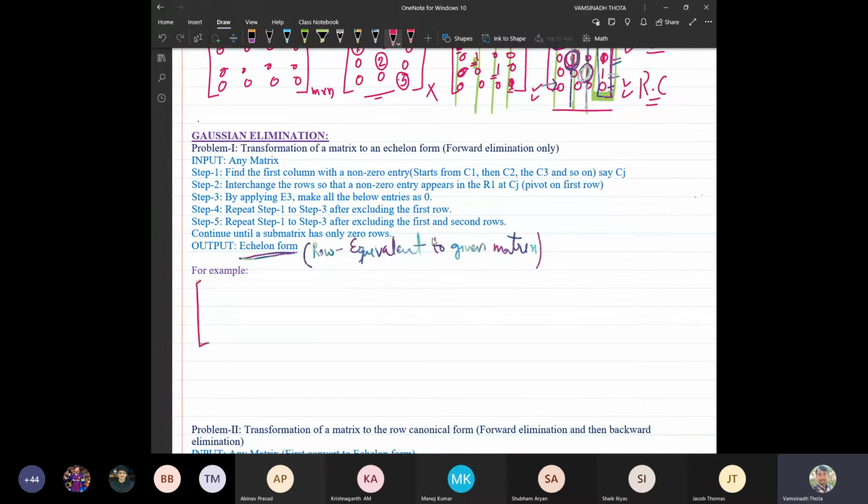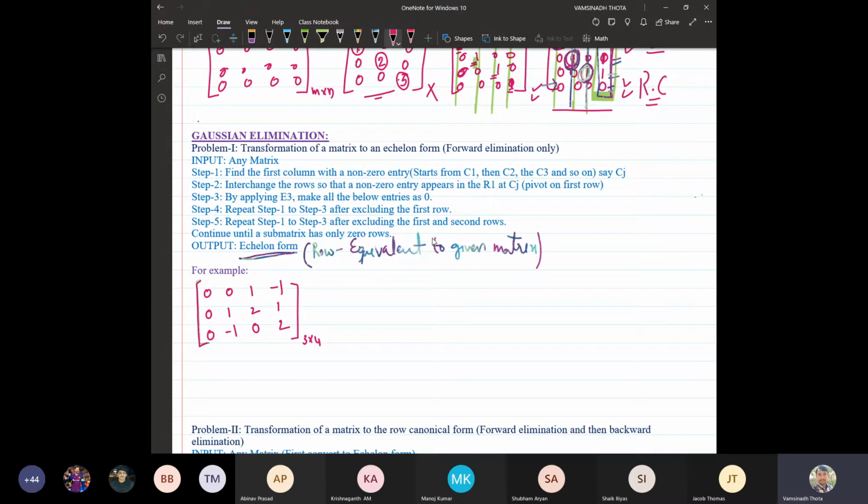Consider this matrix: 0, 0, 1, -1, and then 0, 1, maybe 2. And then maybe 1 again, and then 0, -1, 0, 2. Let us take this matrix of order 3 by 4. This is the given matrix. Assume that this is the matrix we have been given.